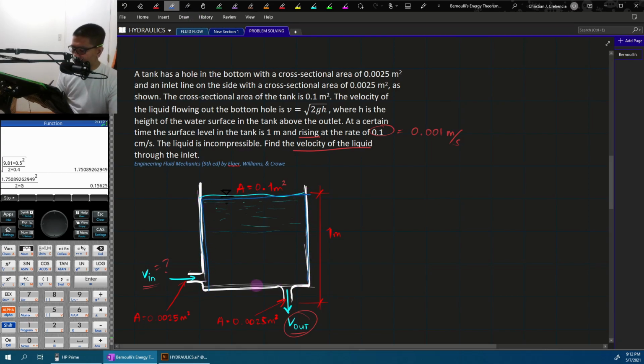Ito yung ating control volume. So, this is V out, outflow. This is definitely inflow, sinabi naman sa problem. And, since yung water level natin daw is tumataas siya, ayan. So, ito lang yung control volume natin hanggang dito. So, since tumataas siya doon, lumalabas tong volume na to doon sa control volume natin.